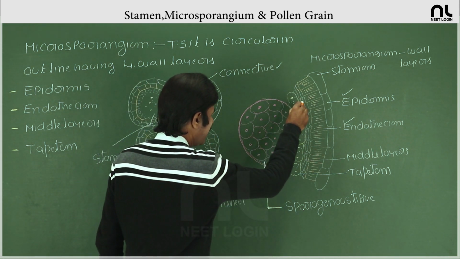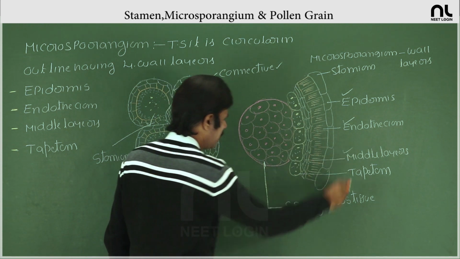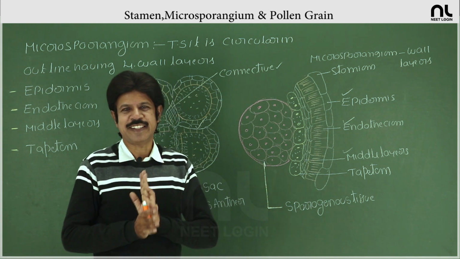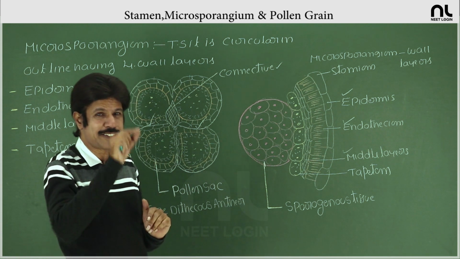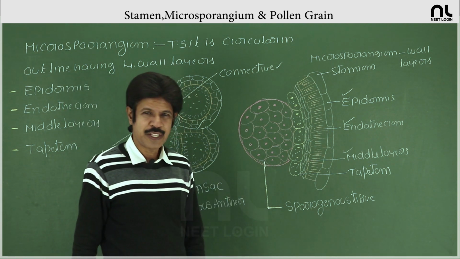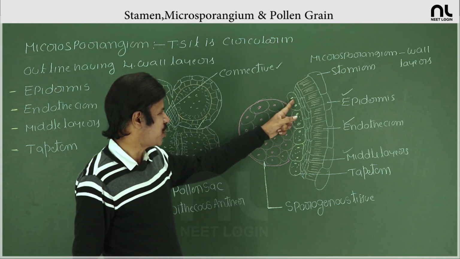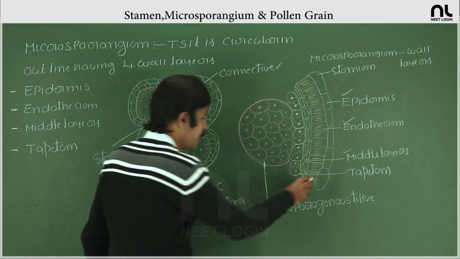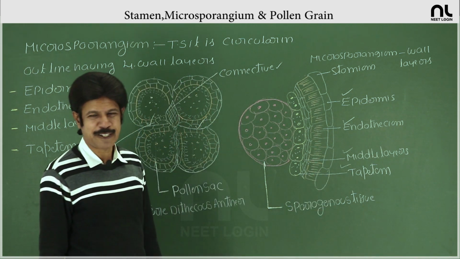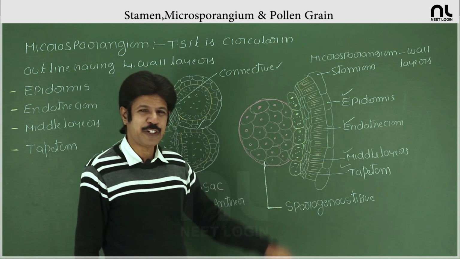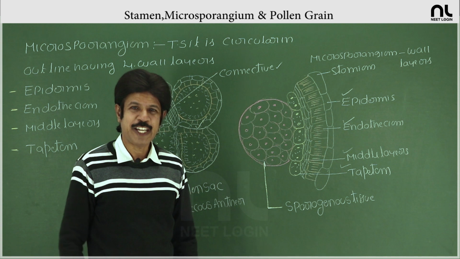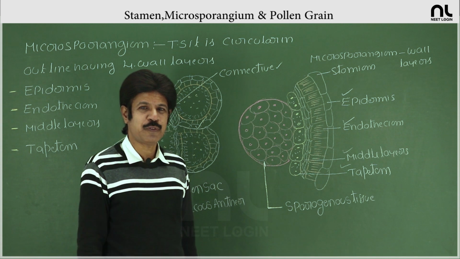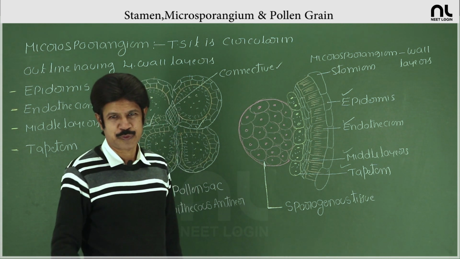And below it, the transversely elongated layers of cells are called the middle layers. They are thin walled and are crushed in the mature anther. Below the middle layers, the large thin-walled cells with dense cytoplasm, nutritive in function, are called the tapetum. And the tapetum is binucleate. Why does it become binucleate? Karyokinesis is not followed by cytokinesis. It provides nourishment to the developing microspores.